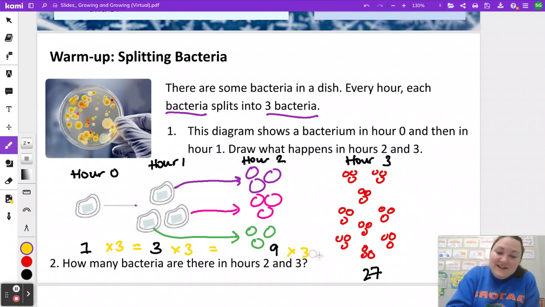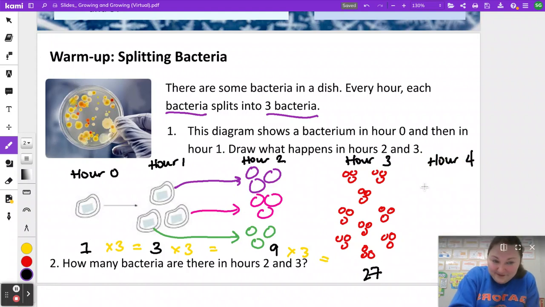And so you can definitely draw the picture. The question asked you to draw what happens in hours 2 and 3. But our picture is showing that multiplication relationship here. Number 2 is just asking how many there are. So hour 2 would have 9, hour 3 would have 27. If I had asked you about hour 4, I would not want to draw it, but you might be able to see now what math we would have to do to get to hour 4. Hour 4, I would be just taking hour 3 and multiplying it again.